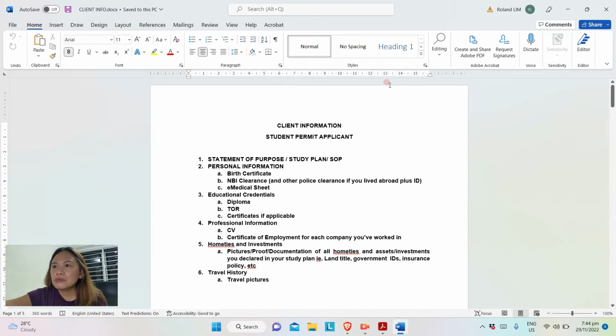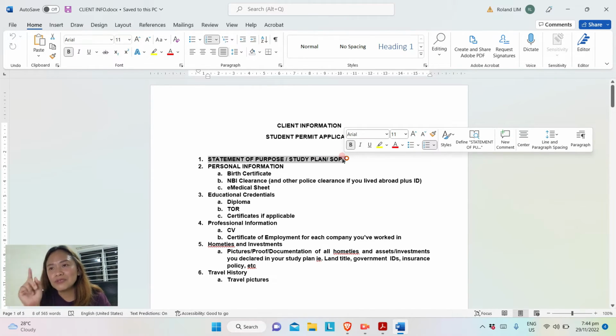What does your client information look like, or what documents do you have in your client information? So this is just an example. I'm not saying that you should have all of this, or that these are the only ones, but you can add or deduct based on this example. So for example, for a student permit, number 1 is your statement of purpose, your study plan, or SOP. It's all the same, just different names. We will do a separate video on this.